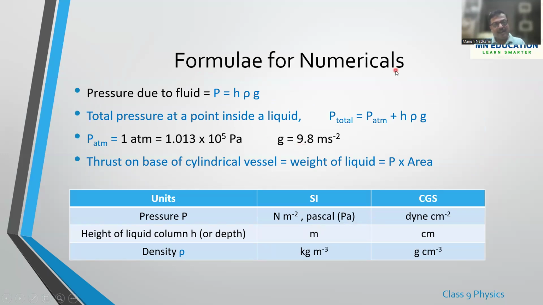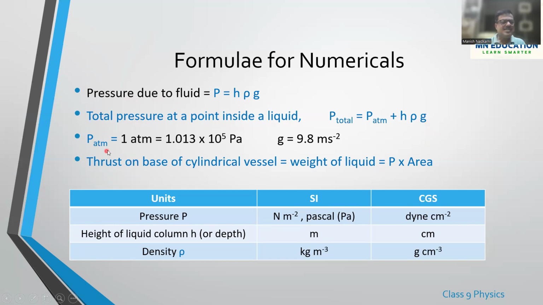For solving numerical problems, pressure is h rho g. We already saw this formula. That is the pressure due to the fluid, whereas the total pressure at a point inside a liquid will be atmospheric pressure plus h rho g.